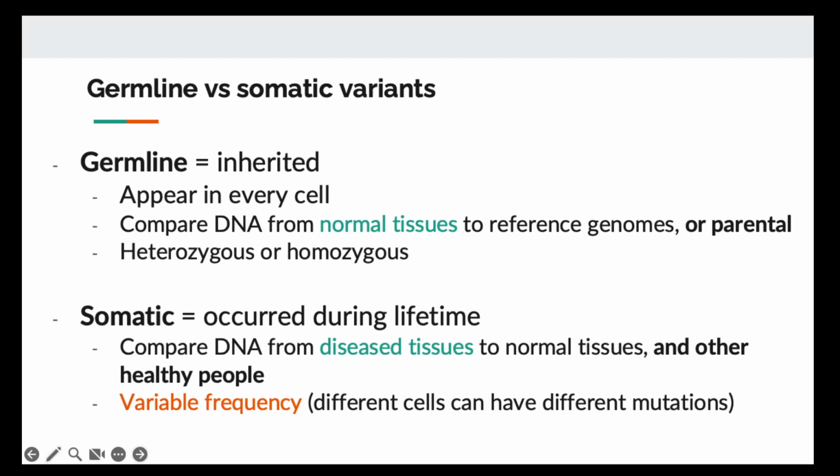So the way that we identify germline mutation is we compare DNA from our body to the reference, basically to another person. Or the best would be to compare to our parents, because anything that differs between our DNA and our parents' DNA occurred in the germline cells.